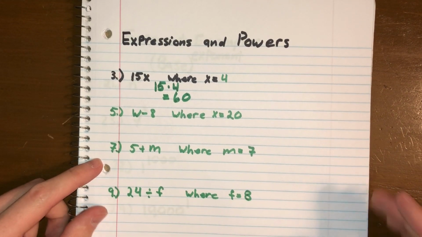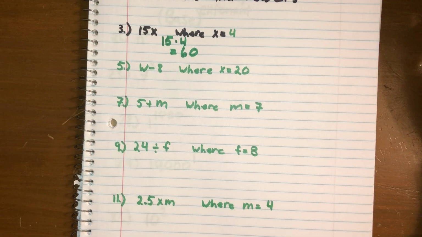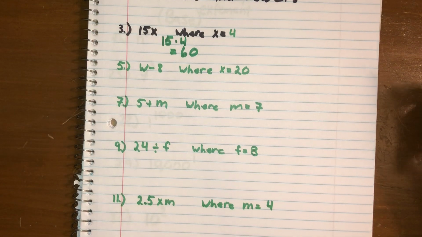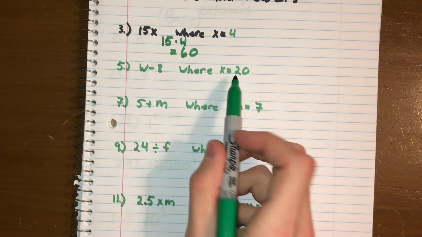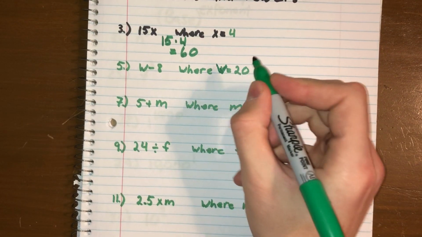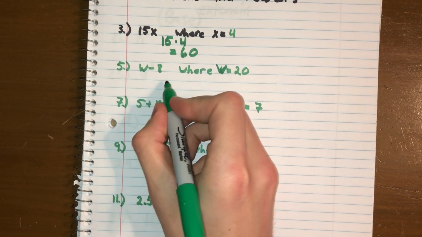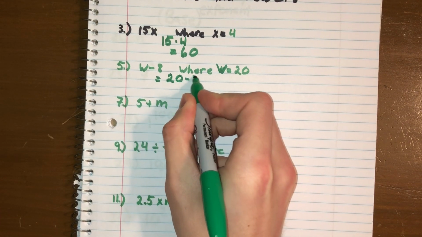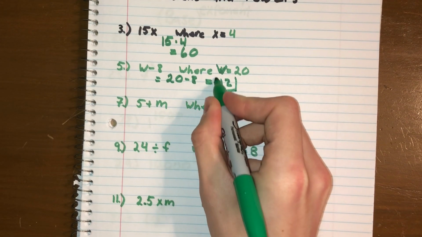And I'll just move on to number 5 here. If you want, you could pause the video and work through these and then come back when I've done the rest of the work and compare your answers, see how you did, correct any errors. So here we have w minus 8, where w equals 20. So again, we'll just replace the w with its value. So this equals 20 minus 8, which equals 12. That's your final answer there.